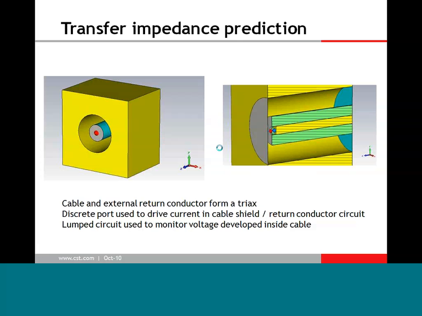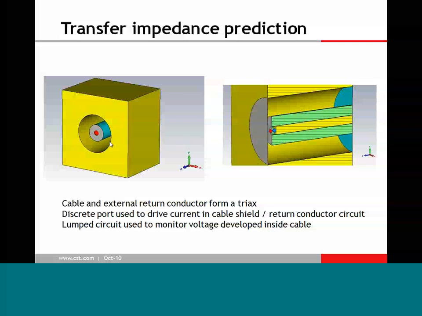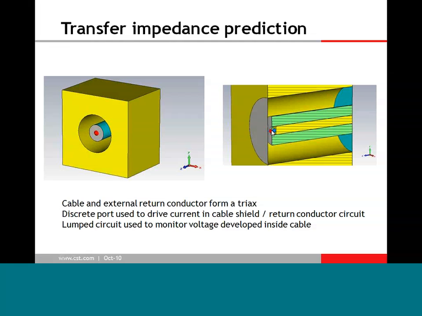So one thing that we can do is use 3D simulation to actually predict transfer impedance. And the way that we do that is by forming a triaxial configuration. The cable is modeled inside a further cylinder that is used as a return conductor for the current. So we're able to use a port here to drive current down the shield, return it through this third cylinder, and as the current flows over the shield, it couples through to the inside of the cable, and we can use a voltage monitor inside the cable to detect the induced voltage.